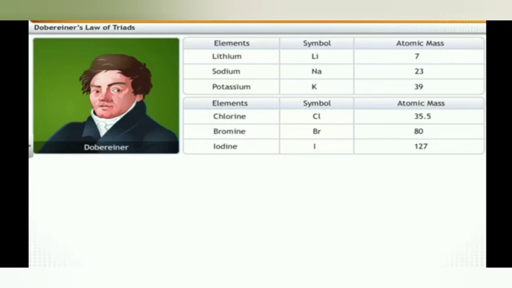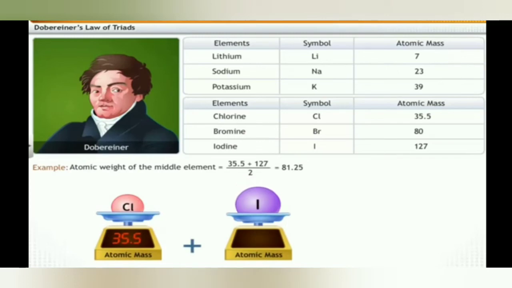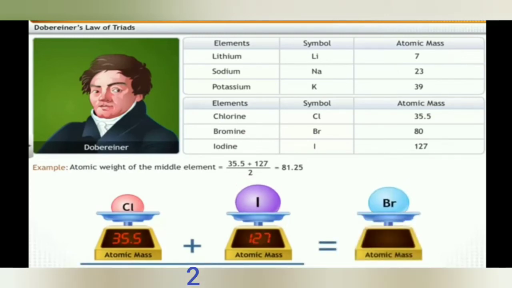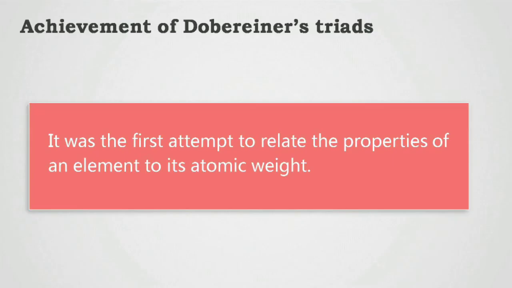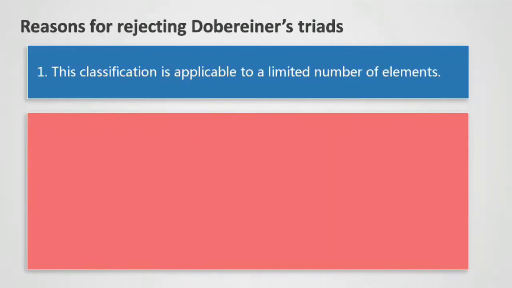Similarly, in the triad of chlorine, bromine, and iodine, the arithmetic mean of the atomic masses of chlorine and iodine is approximately equal to the atomic mass of bromine. The only achievement of Dobereiner's triads is that it was the first attempt to relate the properties of an element to its atomic mass. But it was not a success, and Dobereiner's triads were rejected soon. Because this classification is not applicable to all the elements, means we cannot form the triads of all the chemically similar elements. Only a few triads were formed.